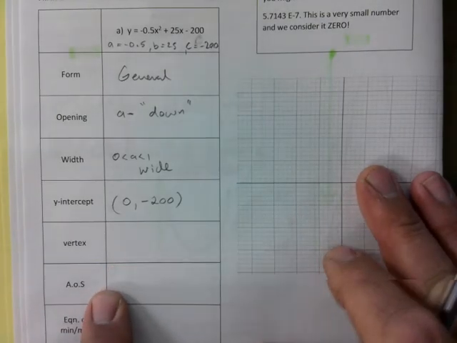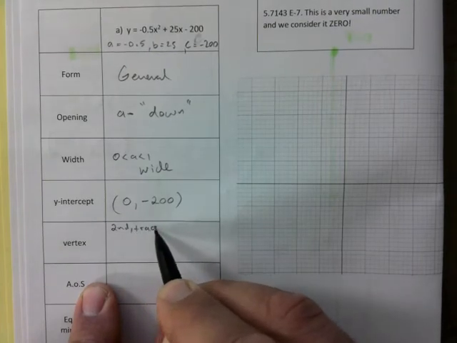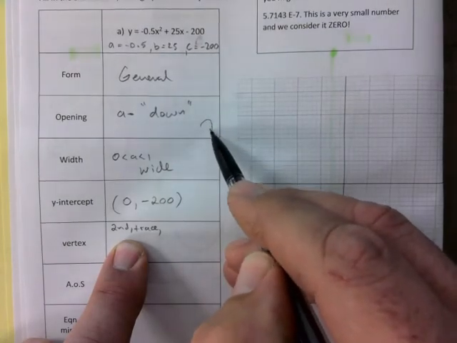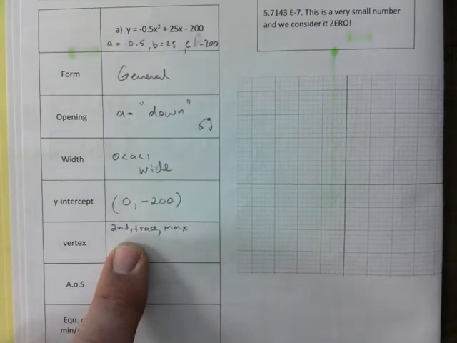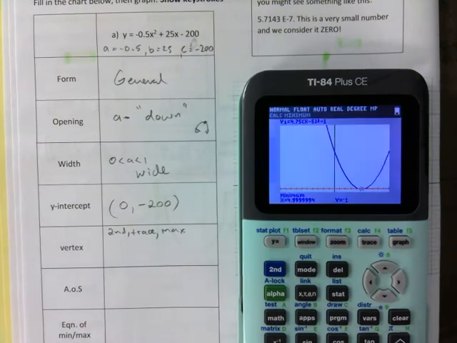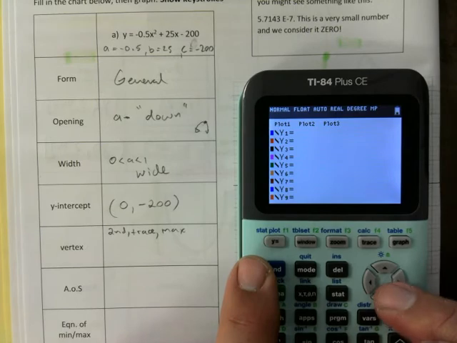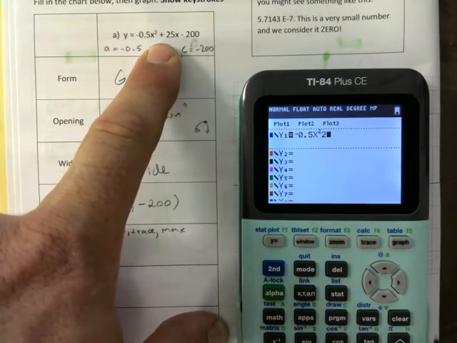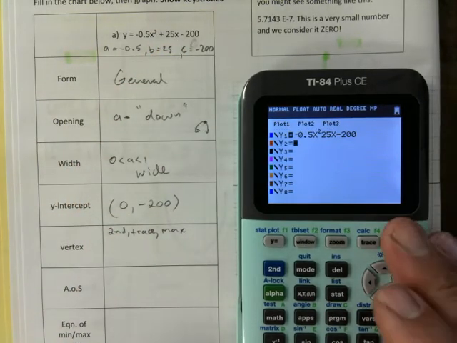What's the vertex? I need my calculator. Is it going to be a min or a max? It's pointing down, right? So it's a max. Let's go ahead and do that. I'm recording this, so if I go a little bit faster than, oops, Y equals, clear everything, I'm going to type in negative 0.5 x squared plus 25x minus 200. I'm going to graph this thing.